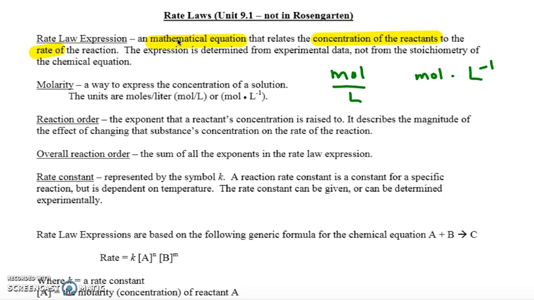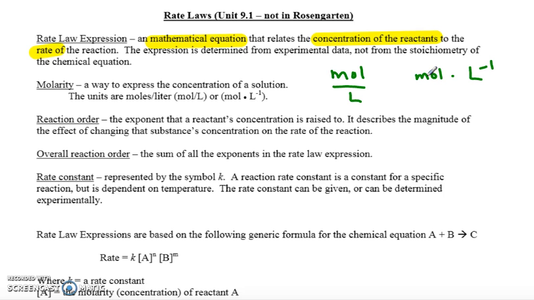The reaction order is the exponent that a reactant's concentration is raised to. It helps you describe the magnitude of the effect of changing that substance's concentration on the rate of the reaction. So the exponent is what we call the reaction order. That's one of the things that you'll be discovering today, the exponent, the reaction order, from the data. The overall reaction order is when you take all the exponents and add them together, the exponents in the rate law expression that you're going to derive.